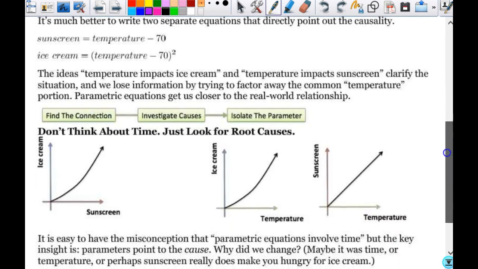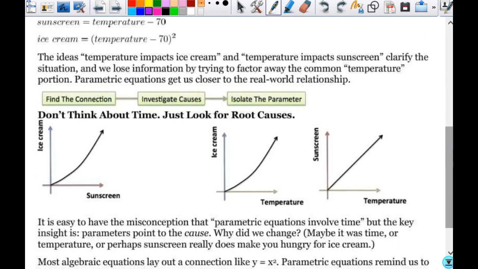So the idea is that temperature impacts ice cream and temperature impacts sunscreen, which clarifies the situation, and we lose information by trying to factor away the common temperature, by kind of dividing that out. So parametric equations get us closer to the real-world relationship. So we find the connection. We might be able to graph something like this, where here's sunscreen, here's ice cream, and we do get this y equals x squared type of situation.